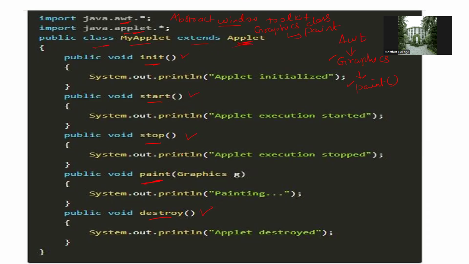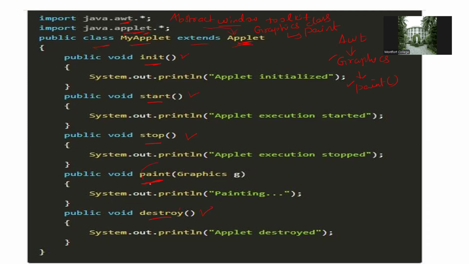Init function, start function, stop function, destroy function. Okay, so what is an applet? Applet is a package. In that applet package, we have the applet class. In that applet class, we have what? Init function, start function, stop function, and destroy function.